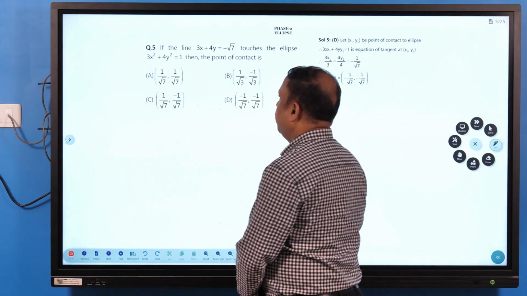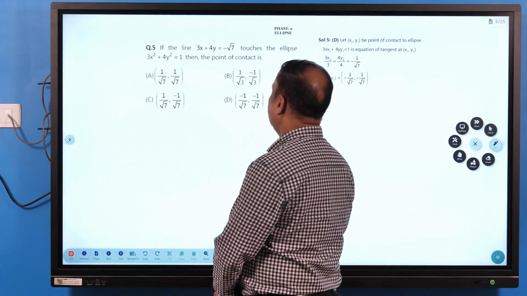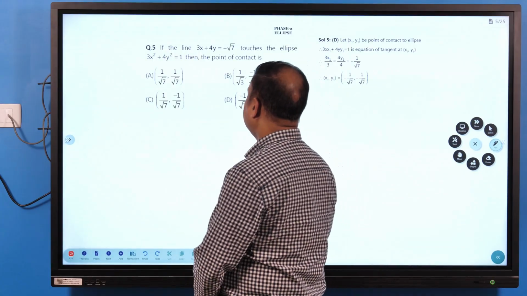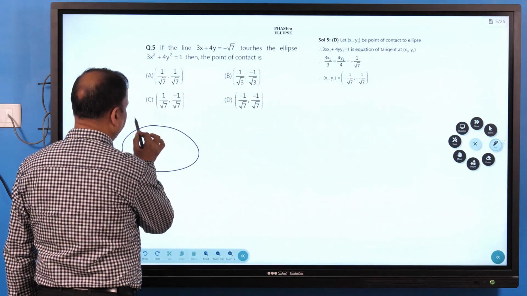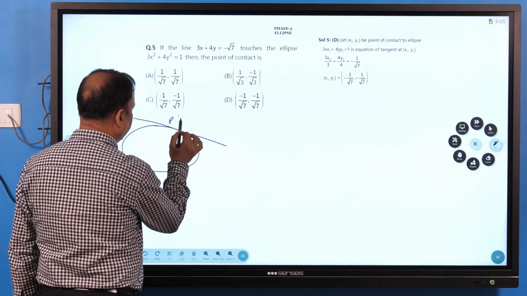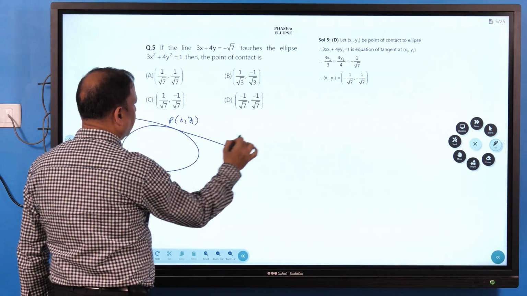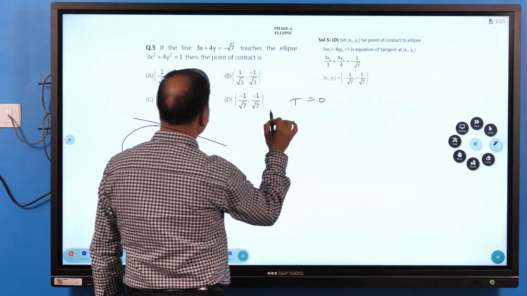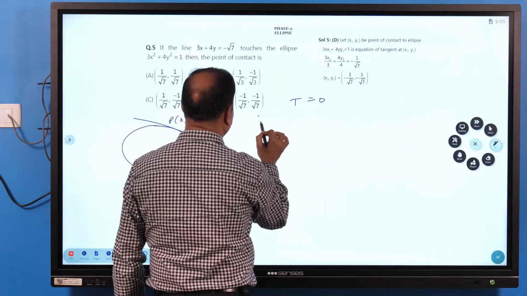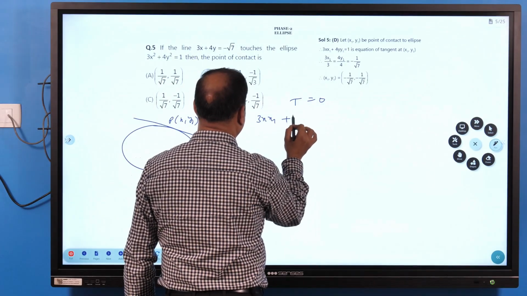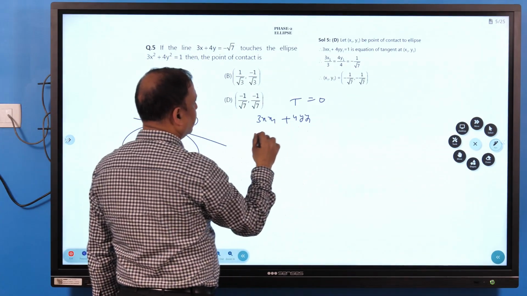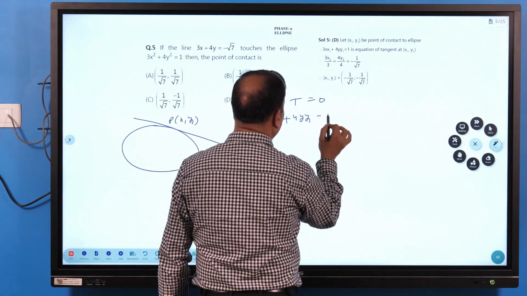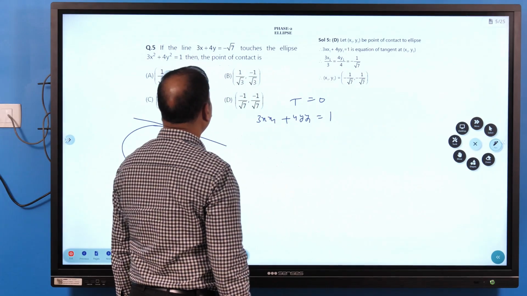Question number 5, exercise 2, page 2, ellipse. If the line touches this ellipse, let the point of contact be P(x1, y1). Then the equation of tangent is given by T = 0. So what will be the tangent? 3x x1 + 4y y1 = 1.